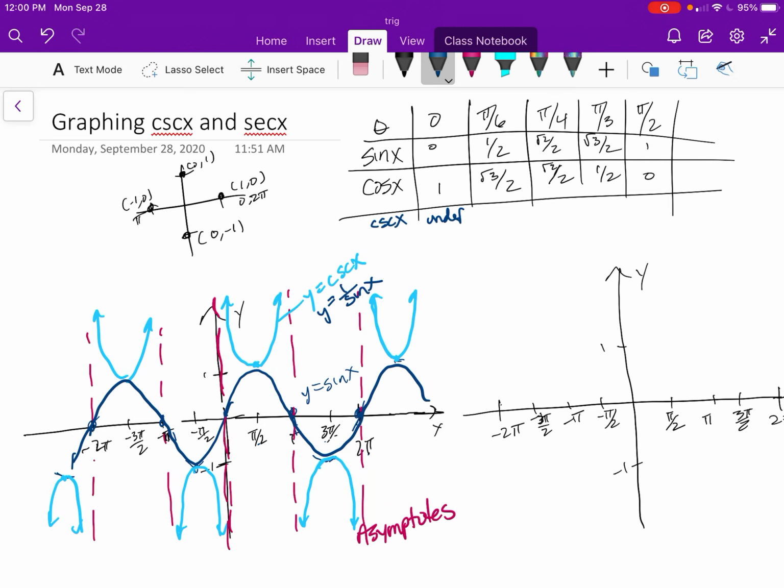The reciprocal, so 1 over 1/2, is 2. The reciprocal of square root of 2 over 2 is going to be, well, let's go and draw it really quick. So 2 over root 2, right? And then I multiply by square root of 2 over square root of 2.